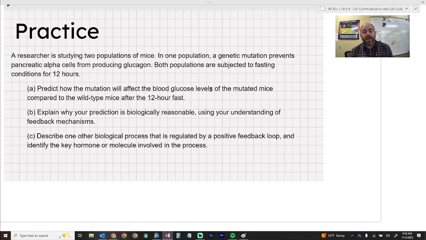Describe one other biological process that is regulated by a positive feedback loop and identify a key hormone or molecule involved in that process. So another example, you don't have to know this, is the production of milk. When a baby nurses, it causes the brain to receive that signal, which causes the production of milk, which causes the body to release more milk, which causes the baby to nurse more, which causes the brain to receive that signal.